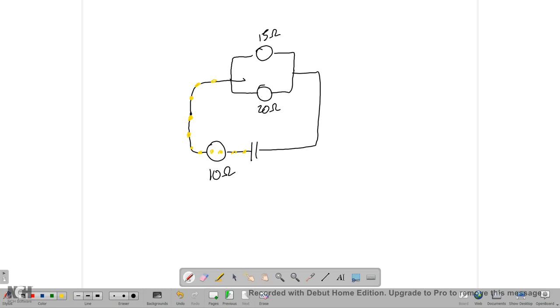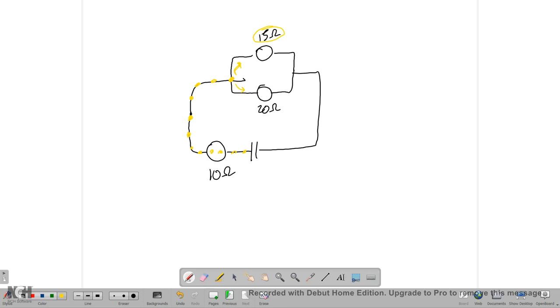But when the electrons get to this point right here, they essentially have a choice. They can go this way or they can go this way, and that's completely dependent on the resistance. Now, the electrons are going to prefer to go through the path of least resistance, so they will go on the 15 ohm light bulb first, but once that branch gets filled up to the max with electrons, then they will start going through the 20 ohm resistor.